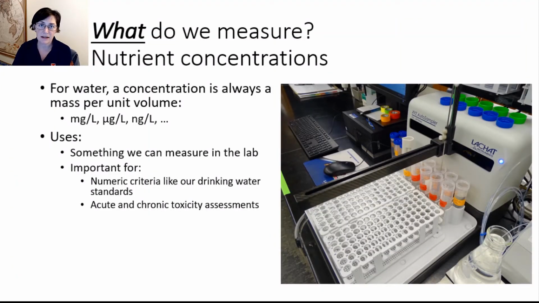It's not a mass, it's not pounds, it's always a concentration: milligrams per liter, micrograms per liter. Concentrations are also important for things like numeric criteria. For example, our drinking water standard. For drinking water, we don't want any more than 10 milligrams of nitrate nitrogen per liter. Again, that's milligrams per liter. That's a concentration. And then we use concentration values for toxicity assessments for things like heavy metals in water.